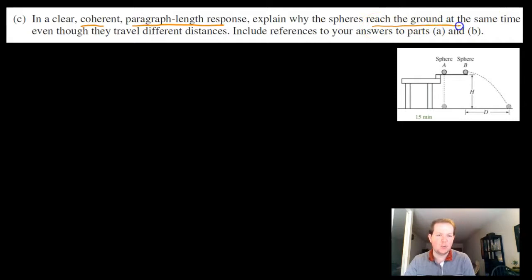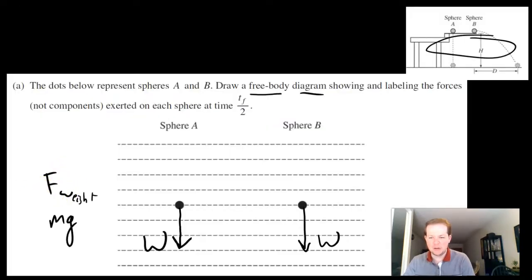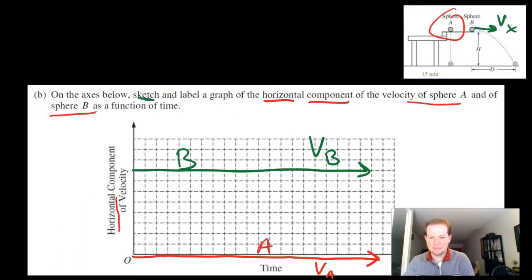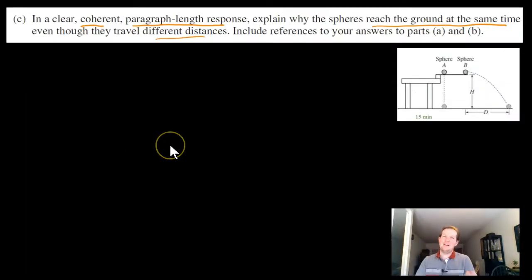So why is that true? Why are they reaching the ground at the same time, even though they travel different distances? Include references to your answers in parts A and B. Okay, oh God. So maybe try and include these things? Well, I mean, I feel like I've seen this problem before. Mr. Thrasher always said the time for a projectile, the time something is in the air, is based on that vertical stuff. It's based on how it's moving vertically.